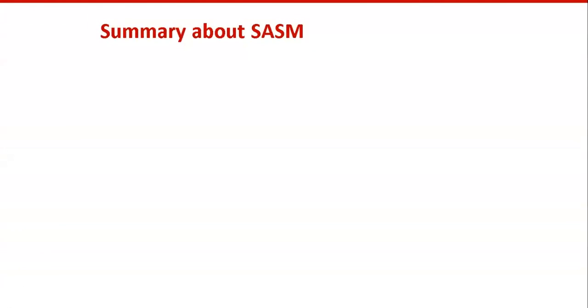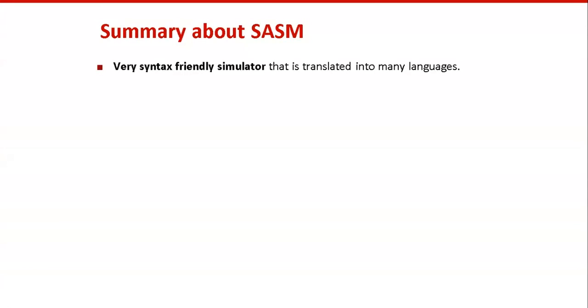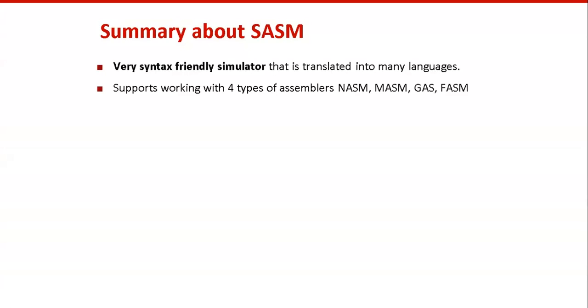So just to summarize what we said from the last time, we already know that SASM is a very syntax-friendly simulator that is translated to many languages. SASM supports working with 4 types of assemblers: NASM, MASM, GAS, and FASM in 2 modes, 32-bit mode and 64-bit mode. We would concentrate on the x86, that is 32-bit implementation. You can choose mode settings on the build tab, right? Also there, you can change assembler and linker options and choose programs for assembling and linking as well, okay?